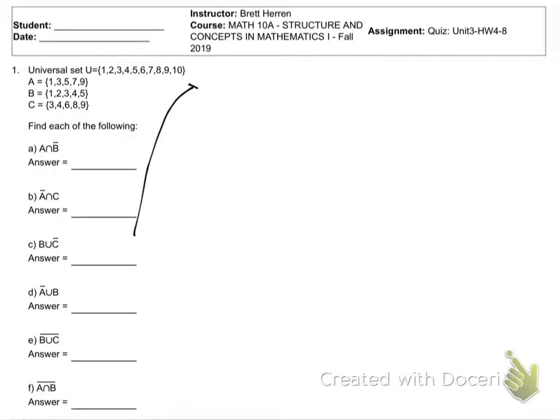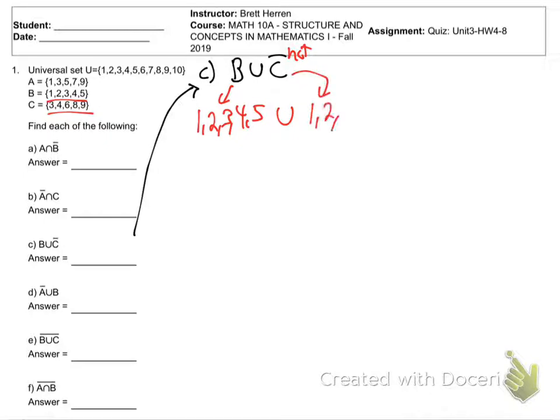So part C, which is B union C bar. All right, so what is set B? 1, 2, 3, 4, 5. United with C bar. This again means not C, the opposite of C. C is that. So what's the opposite of C? 1, 2, and then it's got 3, 4, 5, and it's got 6, 7, it's got 8, 9, and 10. That's the opposite of C.